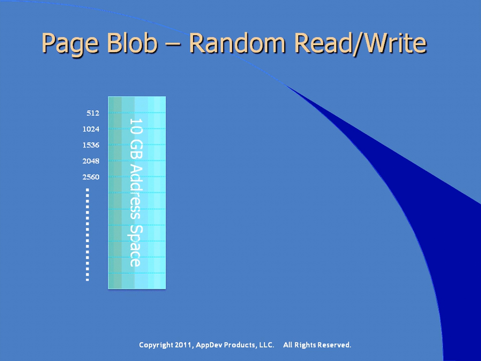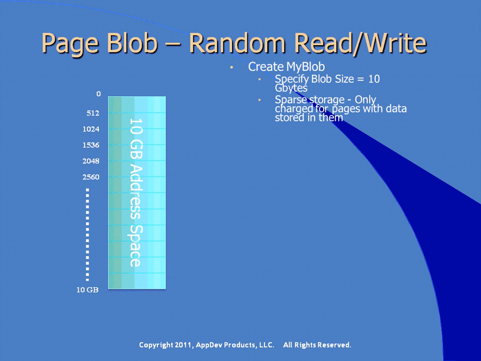Let's take a look at a page blob for random read-write. Here we have our 10 gigabyte address space. We can create our blob by specifying the size, and here we specified 10 gigabytes. And it's sparse storage, meaning we're only charged for pages with data stored in them.